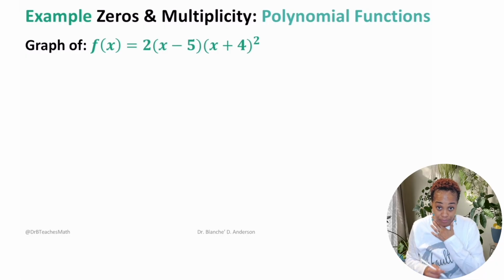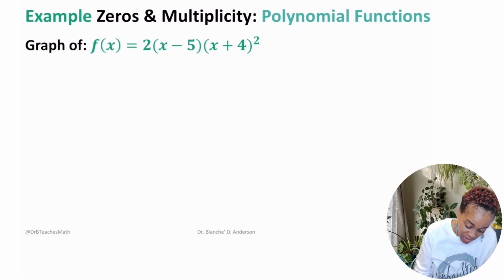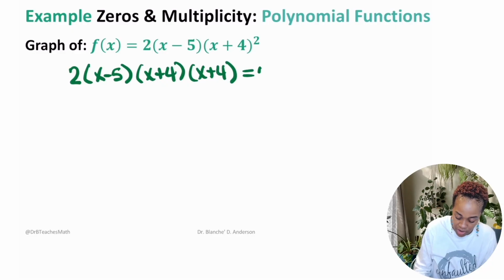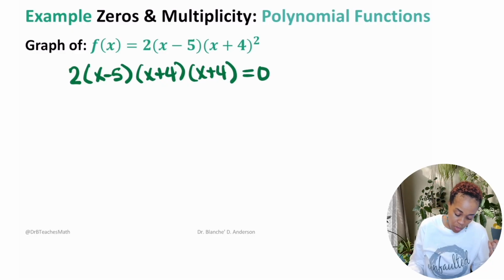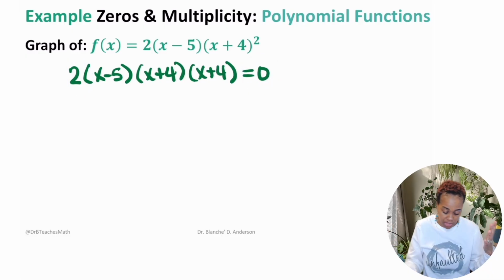Let's look at this one. Now, this one's broken down for us, right? We don't have to factor by grouping, nothing. If I were to rewrite this, it would be 2 times (x minus 5) times (x plus 4) squared. That just means you duplicate it that many times, right? And you set it equal to 0. Well, obviously, we can't set 2 equal to 0 because 2 is not equal to 0. So you just kind of throw that out.